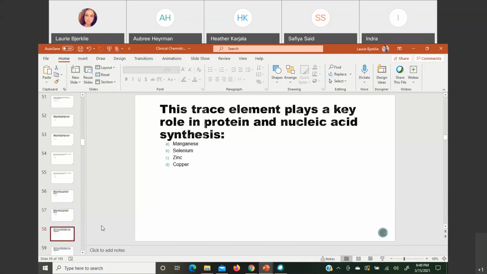Okay, this trace element plays a key role in protein and nucleic acid synthesis.